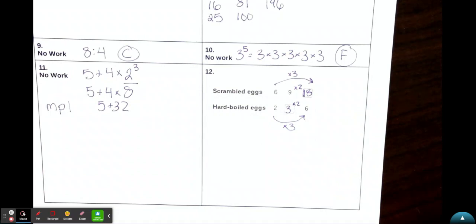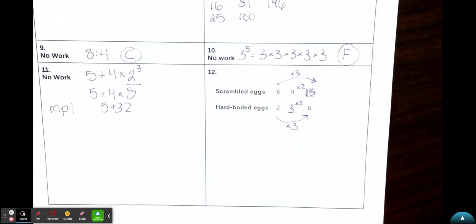Okay, and then part B, it says represent the ratio relationship using the graph. So you need to graph some of these points. So you would do scrambled eggs, like you'd go over 6 up 2. You could go over 9 up 3. And you would go over 18 up 6. However, how many points do you need to make a line? 2. So how many of those points do you actually need to do? Just 2 of them. Okay?